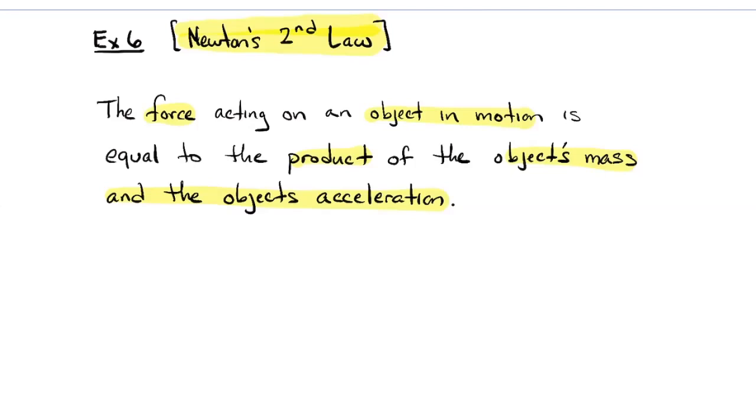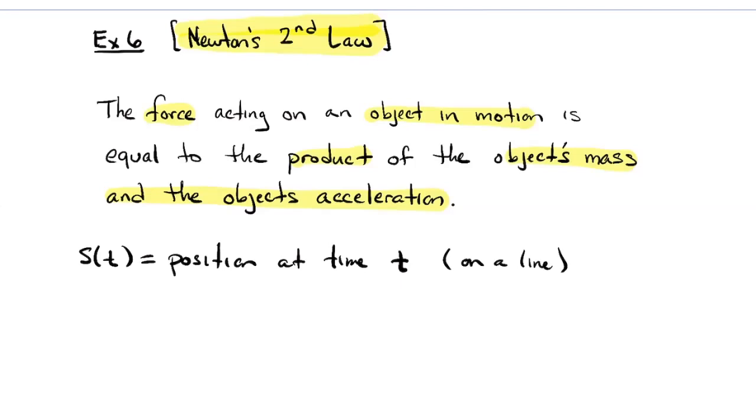But let me remind you that if we denote by s(t) the position of some object at time t, again suppressing all units, but this is an object, say, moving along a line. So it's the position of an object at time t on some line, on a number line. So simple linear motion. Then the second derivative of that function is the acceleration. Right? Second derivative of position. First derivative of position is velocity. The second derivative of position is acceleration.